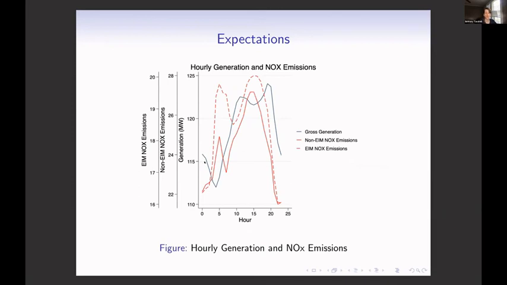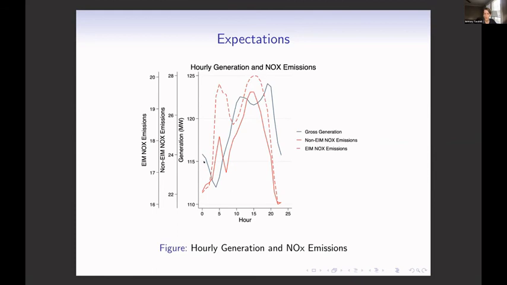And so what this shows is basically this blue line is gross generation, and you can see throughout the day that when gas generators' generation dips down, you actually see an increase in NOx emissions. So the solid line is non-EIM generators and the dotted line is EIM generators, but they both follow the same pattern that when generation dips down, you see these NOx emissions go up. And so what's happening here is if generators have to cycle more, so they have to turn on, turn up, ramp down, you can actually see them emit more NOx pollution.